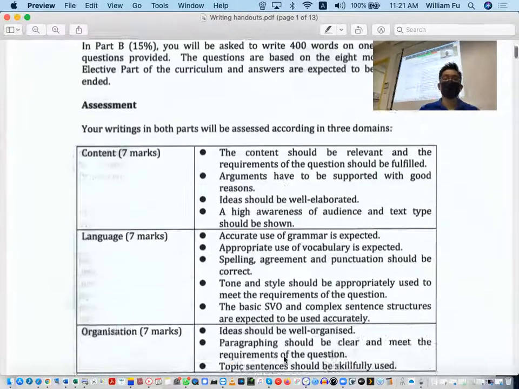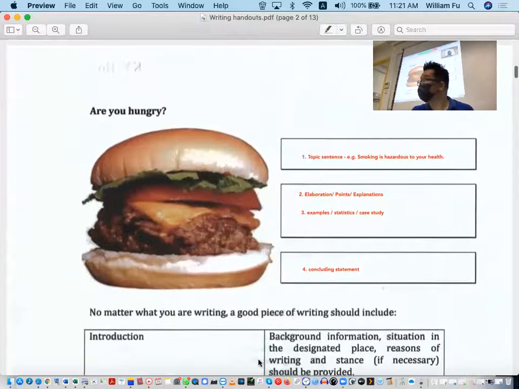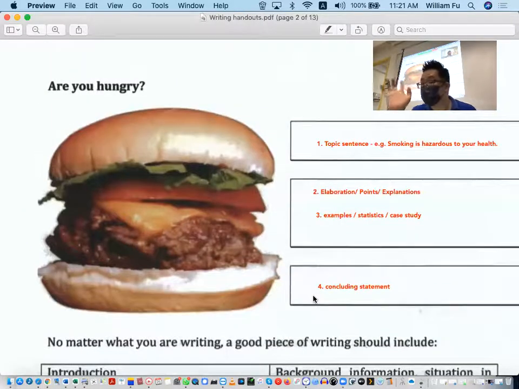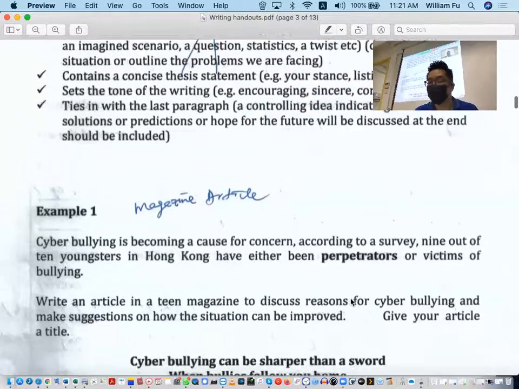Okay. So last time we went through all this. Remember the burger paragraphing? Topic sentence. I really want you to remember that if you have a burger structure for each of your paragraphs, your writing will be much more superb. That's why topic sentence, elaboration, examples, and concluding statement. Then you surely can write many more words.